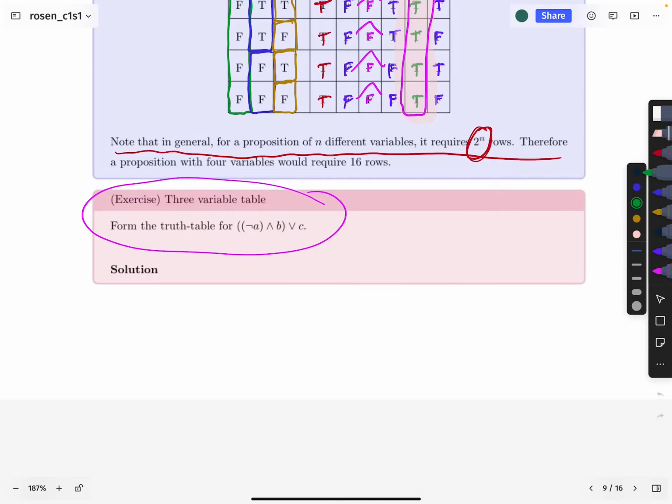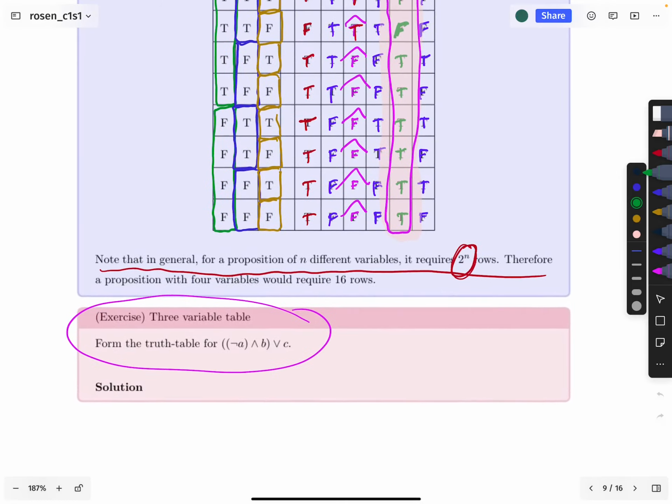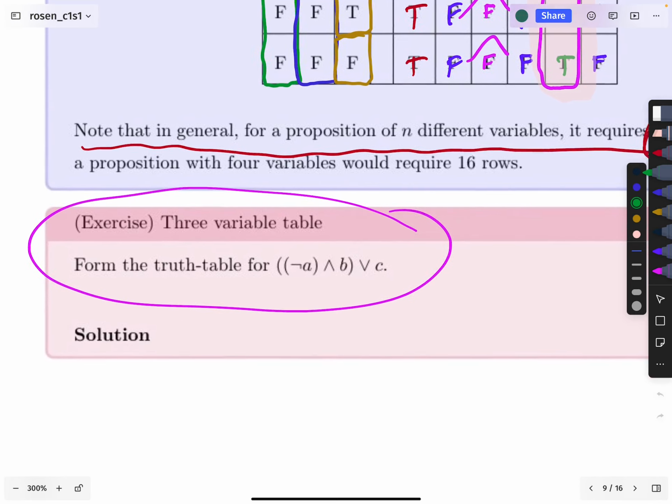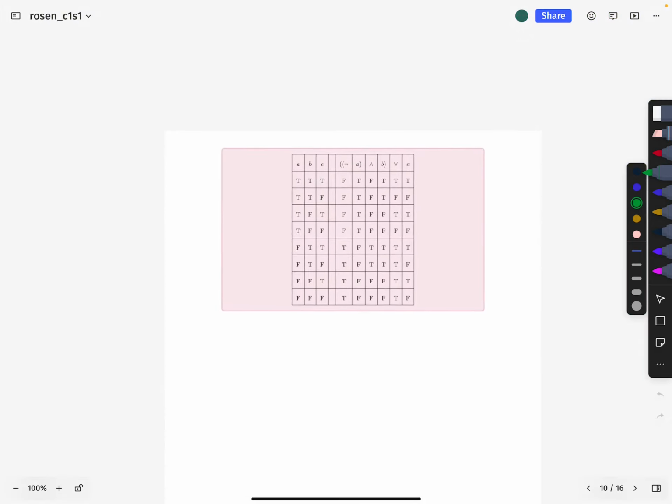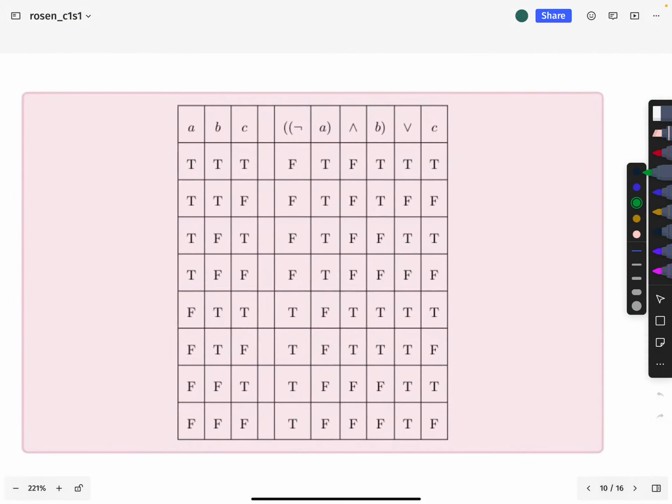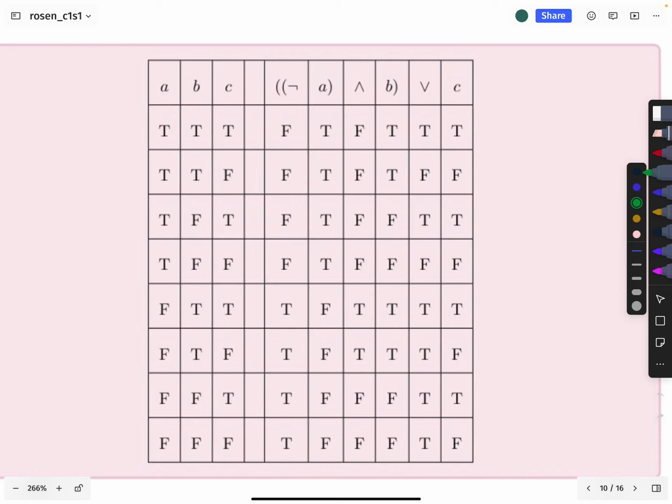Welcome to the next video in the Discrete Math video series, and here we are going to be showing the solution, which is the truth table for this particular proposition. So over here is my production of the truth table. At the end of the day, I think as long as I did it right and you did it right, then the values right here are really what you need to worry about.